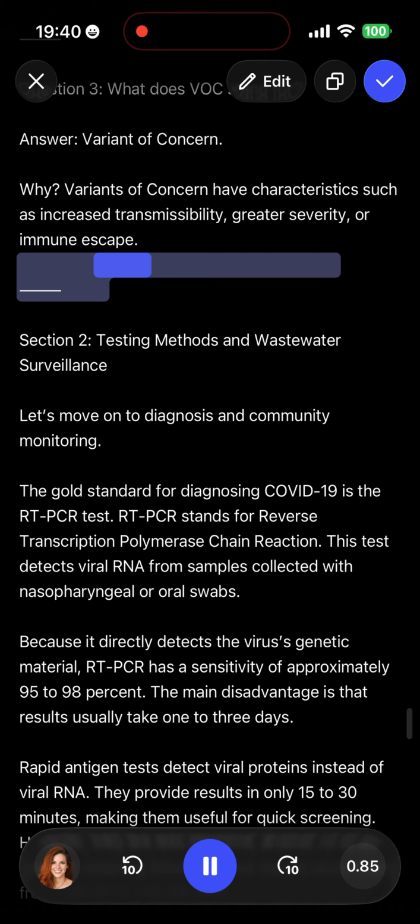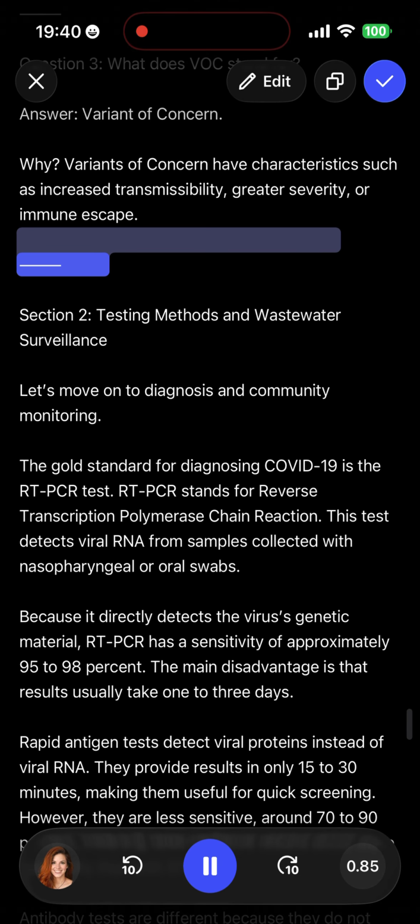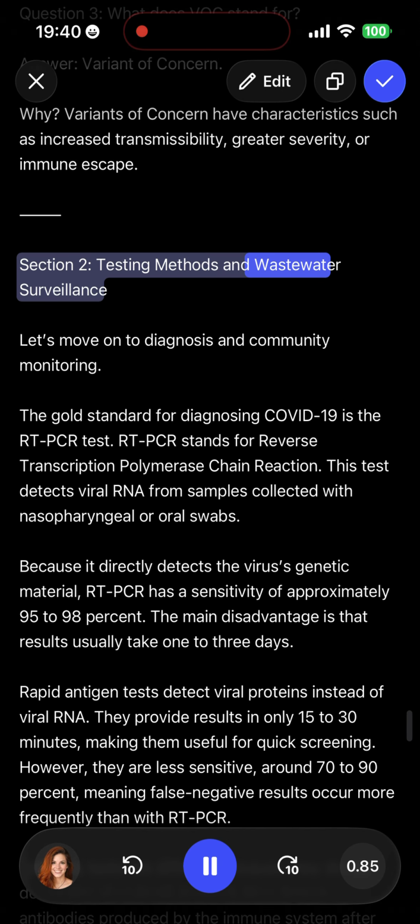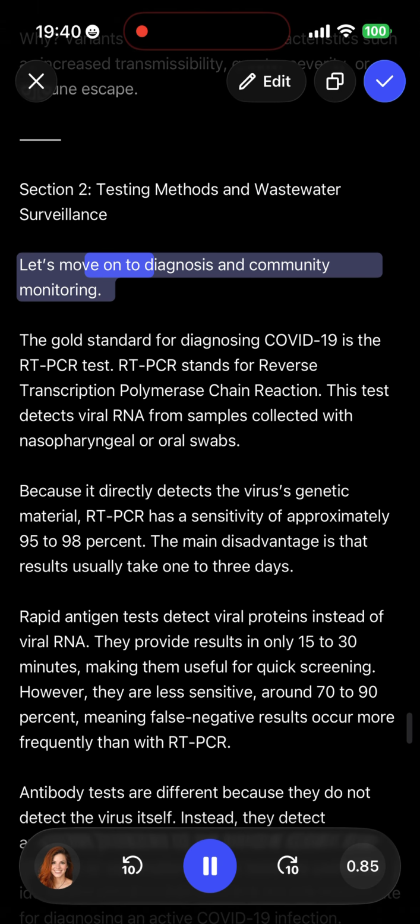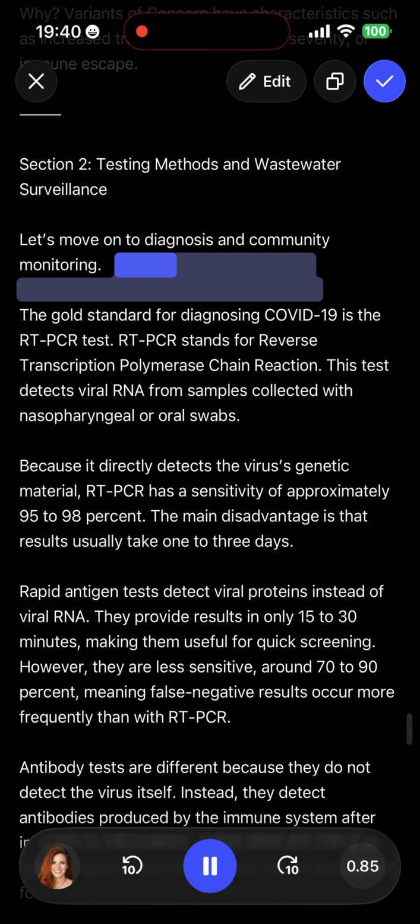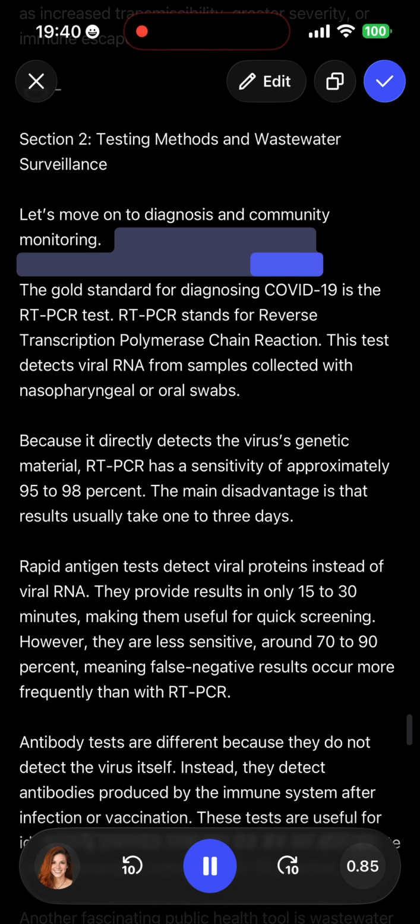Section 2. Testing methods and wastewater surveillance. Let's move on to diagnosis and community monitoring. The gold standard for diagnosing COVID-19 is the RT-PCR test. RT-PCR stands for Reverse Transcription Polymerase Chain Reaction.